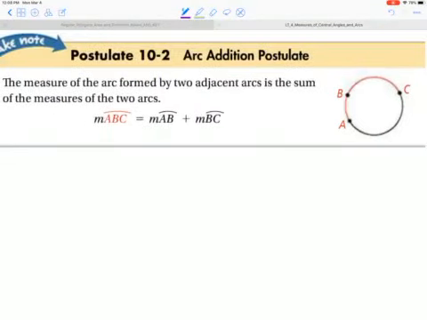Okay, this is not in your handbook, but it makes sense. Arc addition postulate says, in order to get the arc ABC, we would take the arc AB and add it to the arc BC. This is like the segment addition postulate or the angle addition postulate.